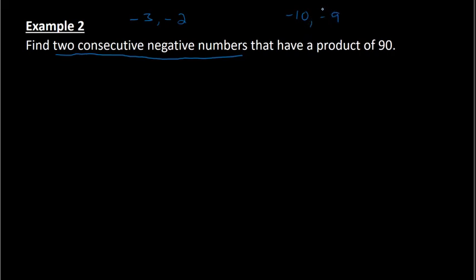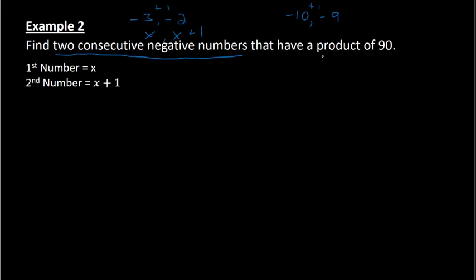So those are consecutive. We don't know what our answer is, but we know that they are consecutive and they're negative. If we let the first number be the letter x, we know the next number would have to be one more than the first number. If we started with negative 3, for example, we have to add 1 to get to the next number. If we started with negative 10, we would add 1 to get to the next number. So whatever that first number is, we need to add 1 to that to get the second number.